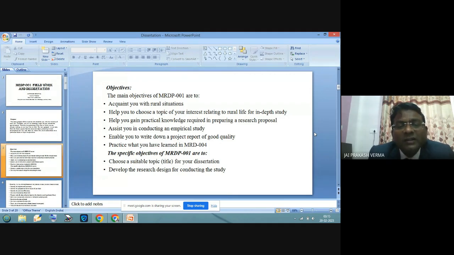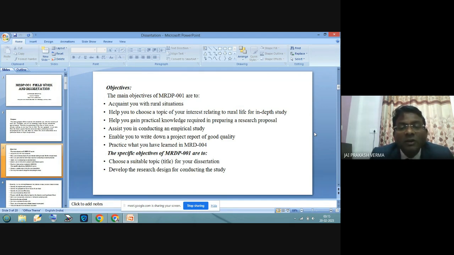It also assists you in conducting an empirical study. It's important because if you go into the community, you observe the things, and after observation, topics come from the problems.